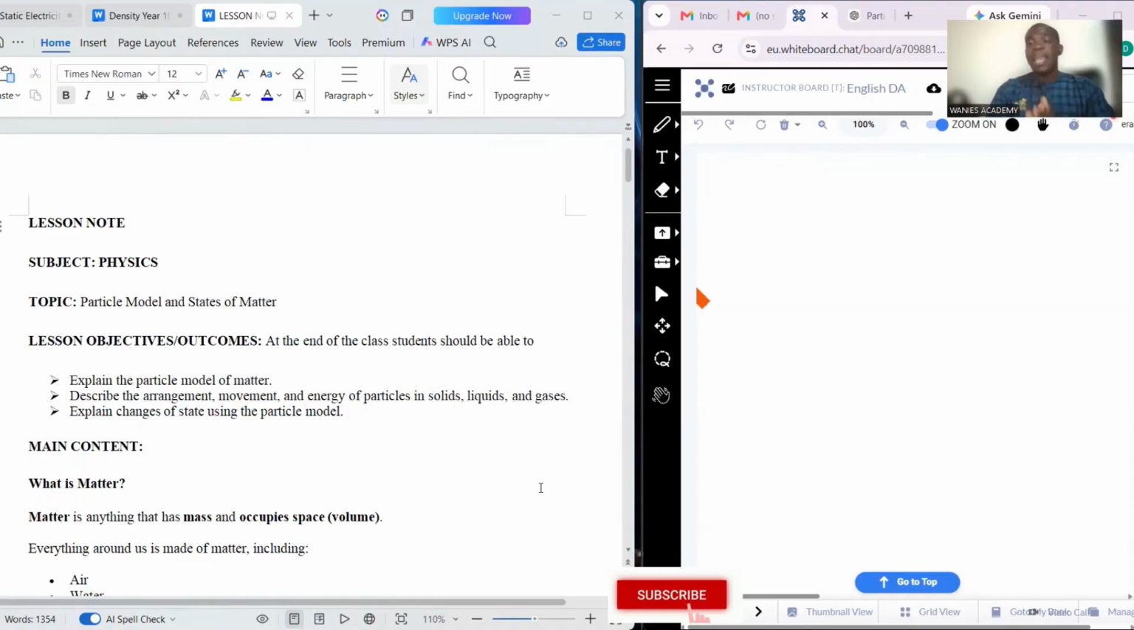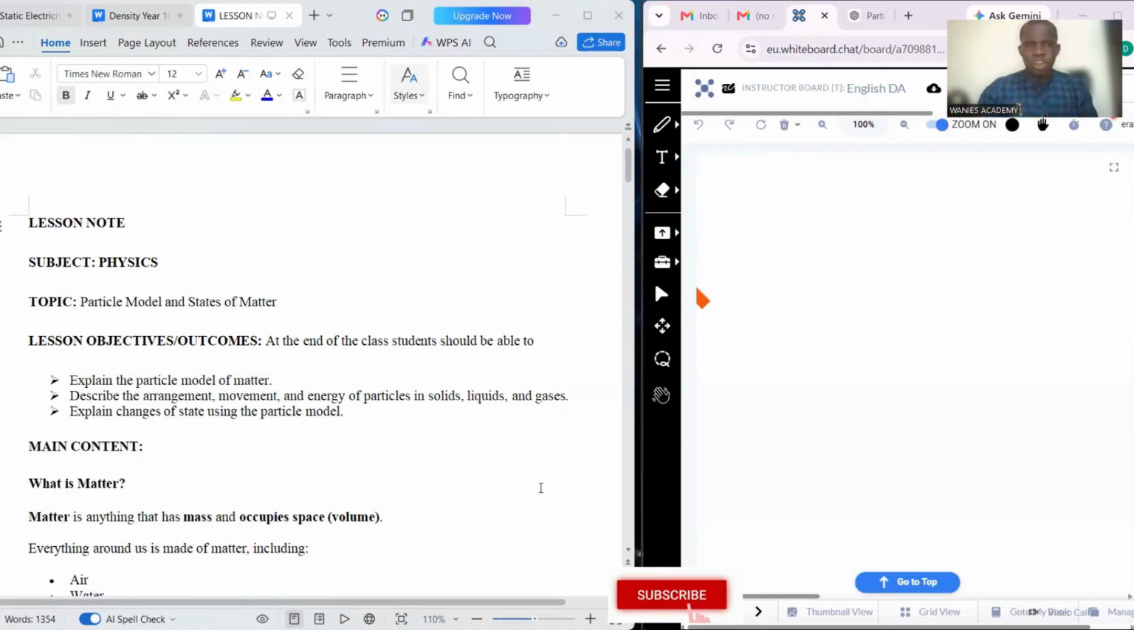Because science is the study of matter in relation to certain things. For example, biology is the study of matter in relation to life. Chemistry is the study of matter in relation to its reactions, some chemical properties of matter. Then physics, which we are looking at today, is also the study of matter in relation to energy, in relation to the dynamic nature of matter. So everything around science revolves around matter and the particle model.